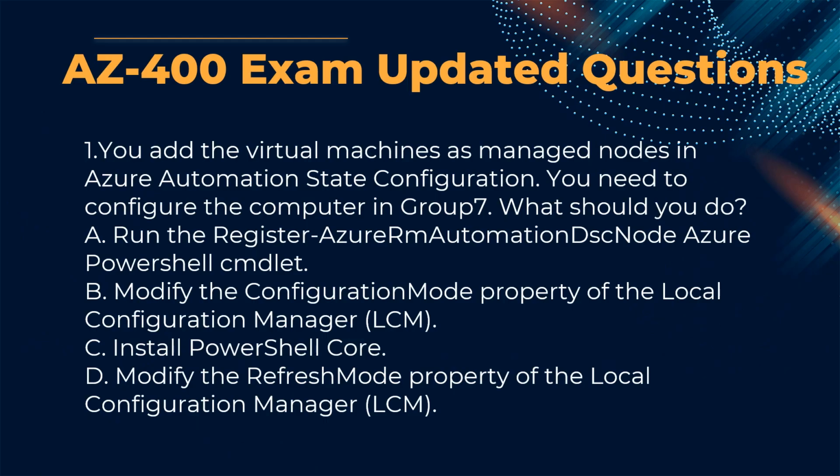1. You add the virtual machines as managed nodes in Azure Automation State Configuration. You need to configure the computer in Group 7. What should you do? A. Run the Register-AzAutomationDscNode Azure PowerShell cmdlet. B. Modify the ConfigurationMode property of the Local Configuration Manager (LCM). C. Install PowerShell Core. D. Modify the RefreshMode property of the Local Configuration Manager (LCM).